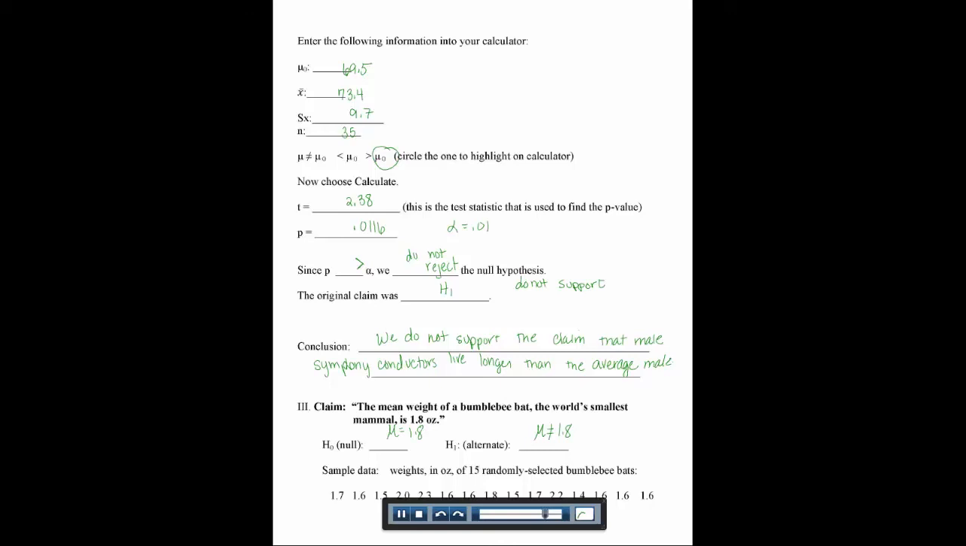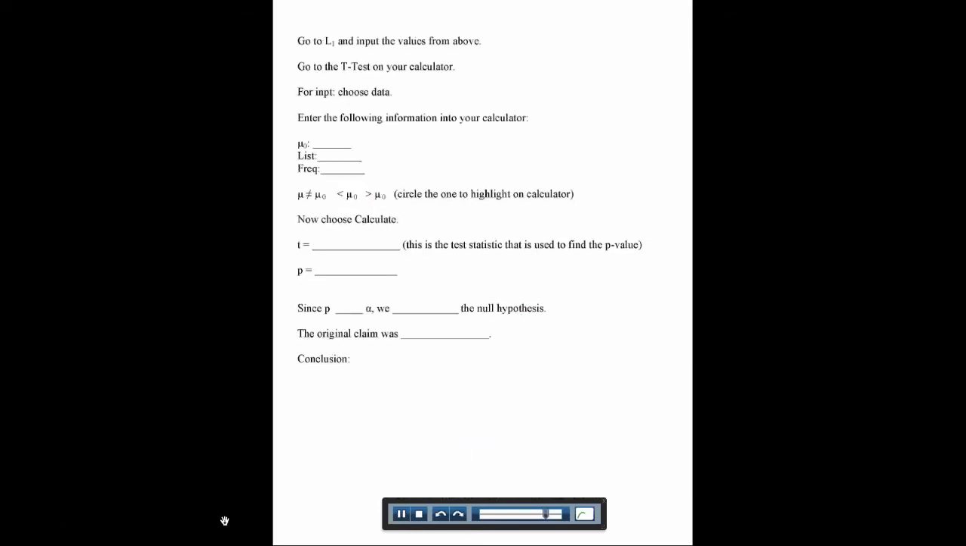Okay, then you're going to go stat over to test and choose t-test number 2. And you want to have it on data, okay, when it says input. So then for mu0, remember from our claim was 1.8. For list, you want to put in L1, and for the frequency you're going to put in 1. Remember that our alternate is that mu does not equal mu0. So then when you choose calculate, it'll give you a t-value of negative 1.30 and a p-value of 0.2155.